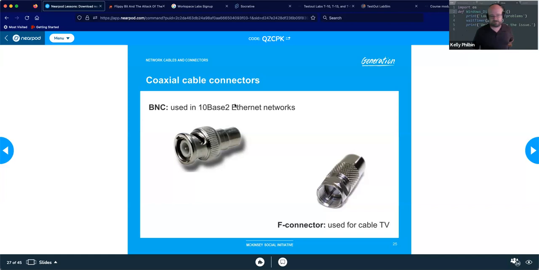And then the common one that we're all used to, which is the F-type connector, which is the threaded screw that you would use on the back of your TV, your cable modem, or what have you.